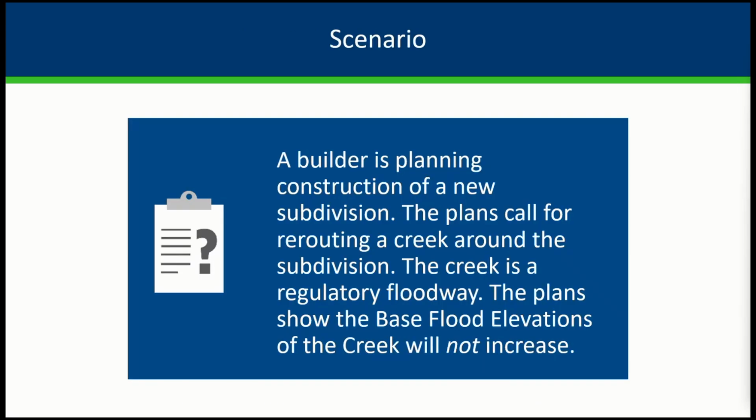I was going to make these polls, but in the interest of time, I'm just going to talk through them. They're pretty simple. In this scenario, a builder is planning construction of a new subdivision, and the plan calls for rerouting a creek around the subdivision. The creek is a floodway, and the plans show the base flood elevations of the creek are not going to increase. So the key word here is the base flood elevations are not increasing. Therefore, they likely will not need a CLOMR, and they could proceed with the project, make their updates, and do a letter of map revision once the project is completed.